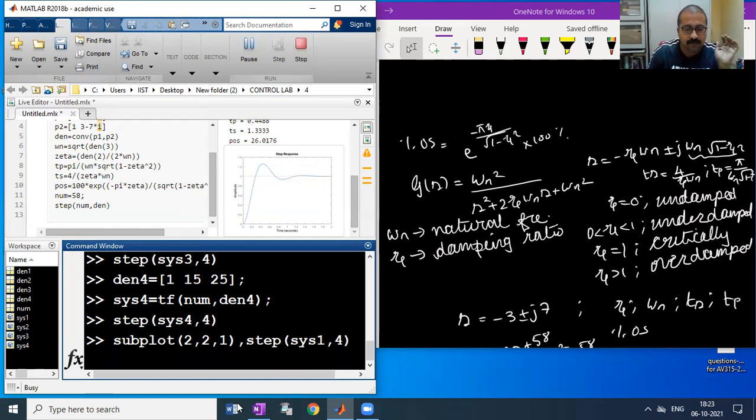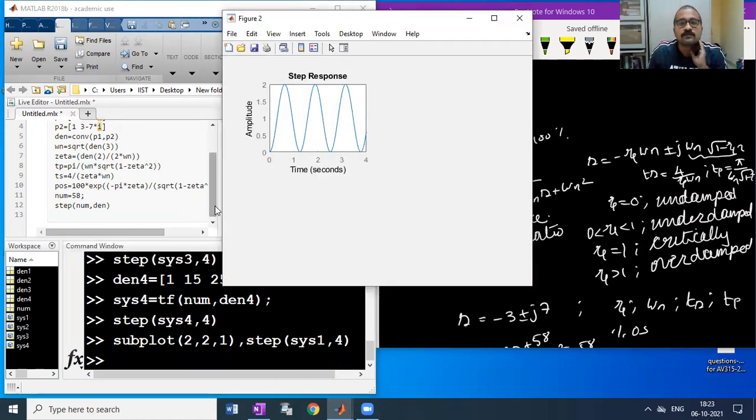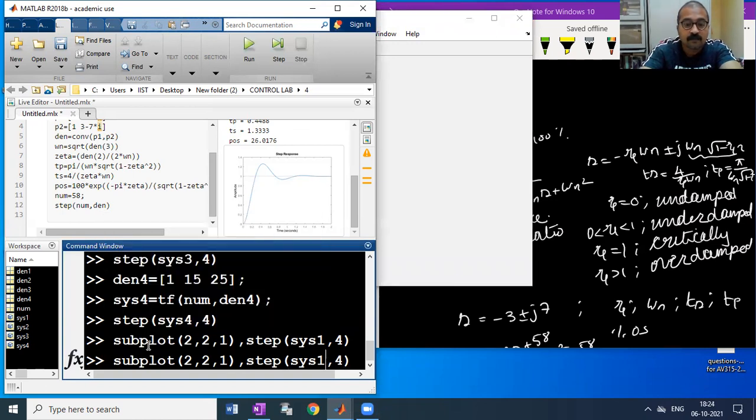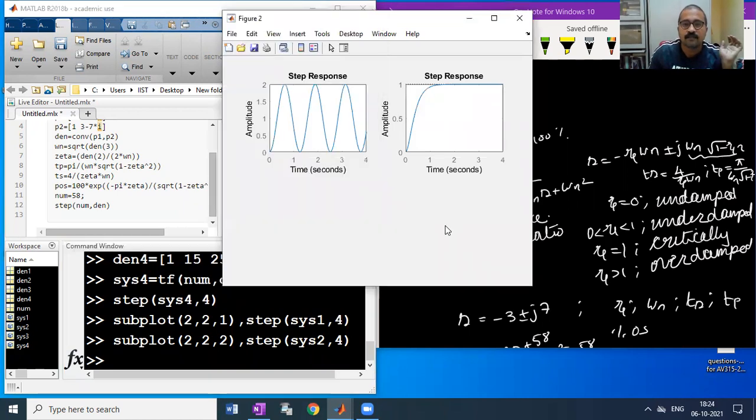So you can see here what is happening. Okay, so this is 2, 2. This is 2 rows, 2 columns. So I have given here number 1. That's why it is at the top leftmost position. Now subplot, I want to have the next plot in the top right. So 2, 2 comma 2, sys 2, the critically damped system.